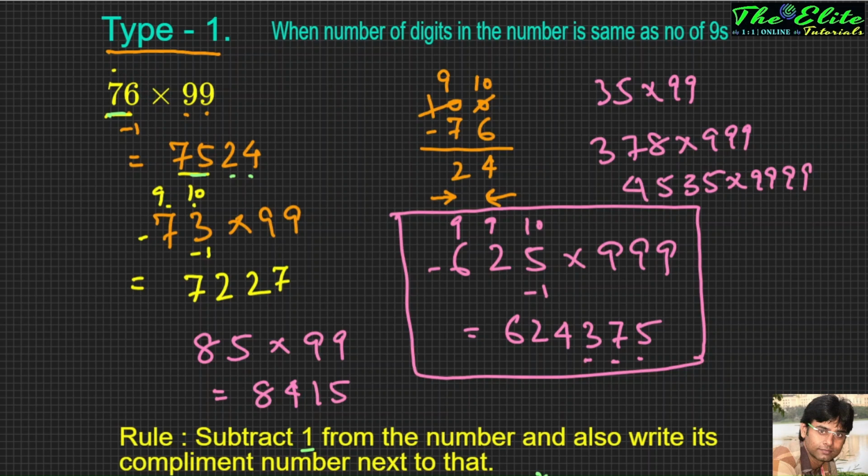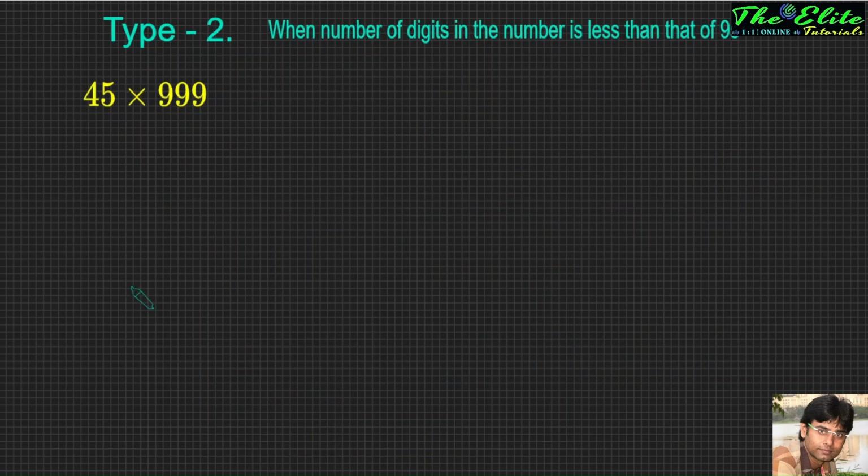I hope you understood this, okay. Let's move to the next type. Type number 2, where the number of digits for the number getting multiplied by 9s is less than the number of 9s there. Okay, this could be one case. There could be another case like 87 multiplied by, for example, 4 times 9.